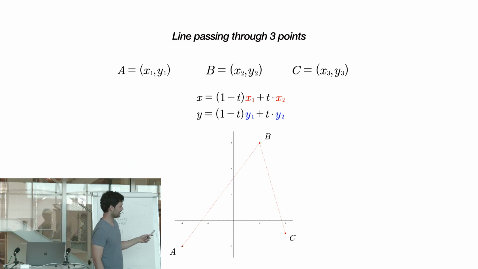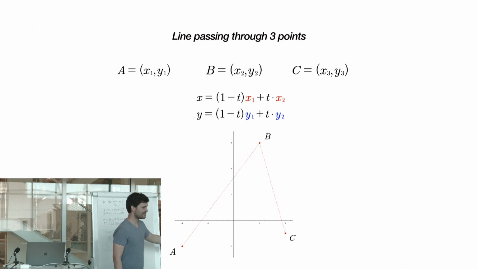You take A and B and interpolate between them. You get a line, yeah? And then you take B and C, interpolate to get a line. So you can use the same formula for A and B, then use the same formula for B and C, and you get 2 lines. And then in the third step, you interpolate not between 2 points, but between 2 lines: between line AB and line BC.